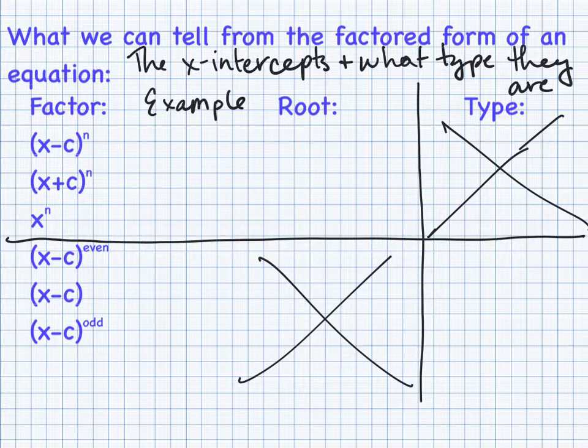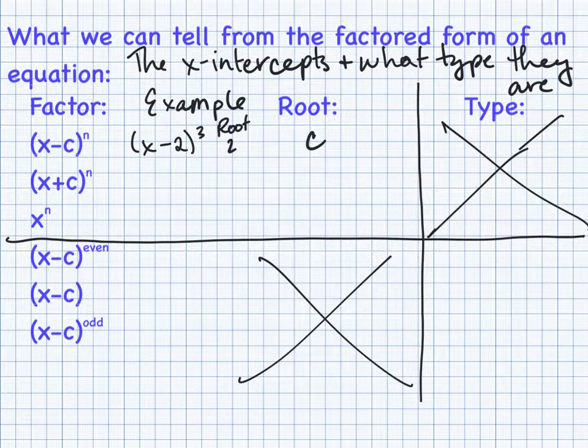So if I have x minus c to the n, an example of that would be like x minus 2 to the, say, the third. The exponent doesn't really matter in determining what the root is because I'm looking for what makes that factor 0. In this case, the number 2 would make that factor 0. So it's the opposite of what I have there, x minus 2. So the root would be positive 2. If I've got x minus c, then c is going to be my root.